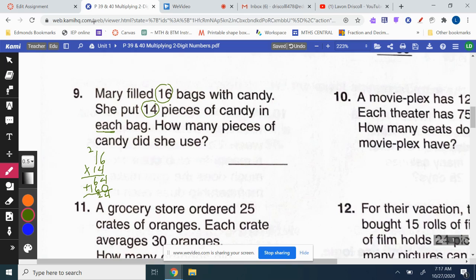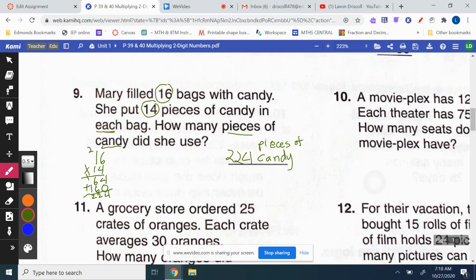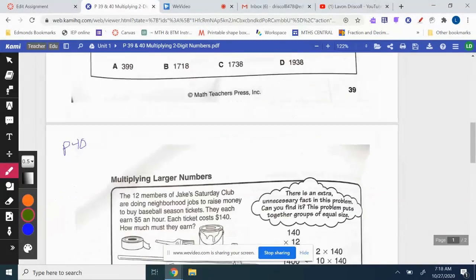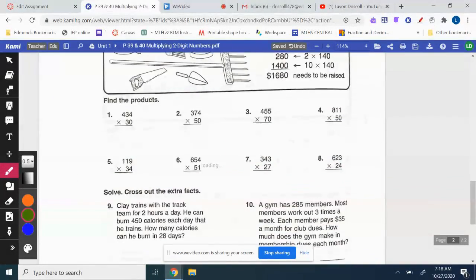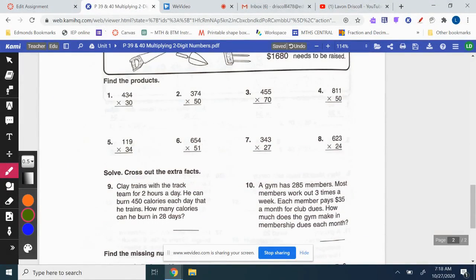I add those numbers up, and I get 4. 6 plus 6 is 12, carry the 1, and I get 2. And I get 224, and it asks for pieces of candy. I should put pieces of candy, so I do not have naked numbers. All right, let's come down here. And now we're going to get into even bigger numbers.